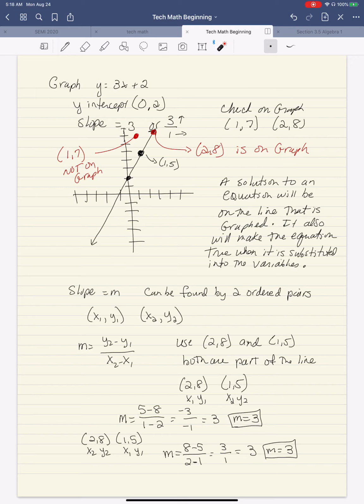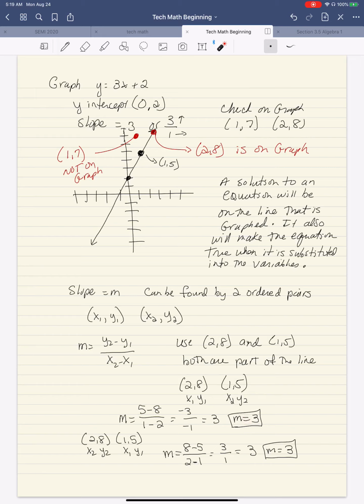So I randomly ordered my pairs, x1, y1, x2, y2. So y2 minus y1, so it's going to be 5 minus 8, 1 minus 2. So 5 minus 8 is minus 3, 1 minus 2 is minus 1, so minus 3 divided by minus 1 is 3. So yes, the slope is 3.